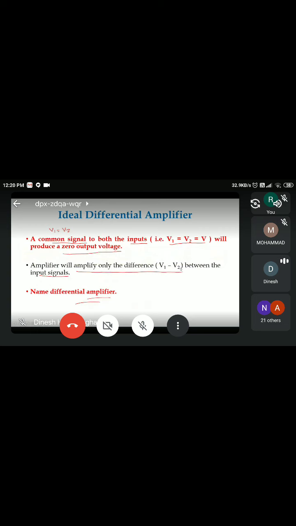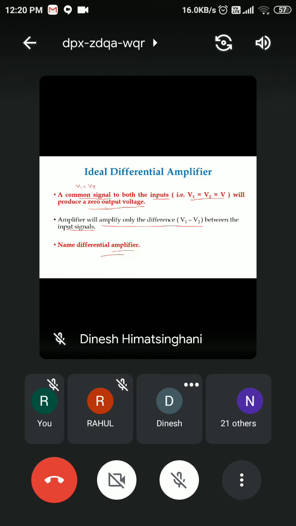Okay, any questions up to this point of time before I move ahead? Any questions before I move ahead? No, sir. Everybody is clear about the ideal differential amplifier?